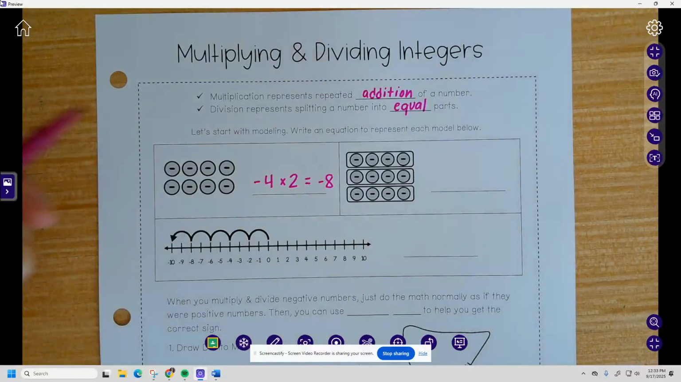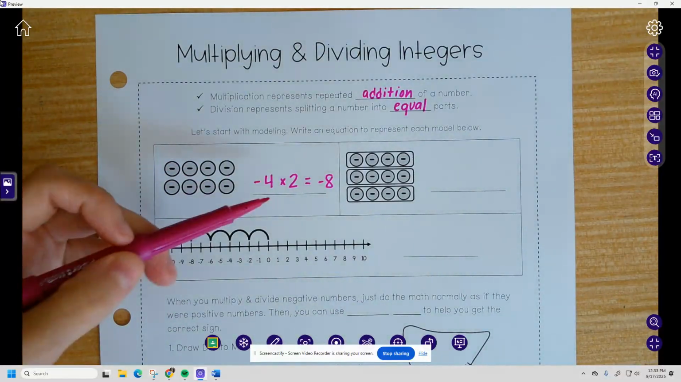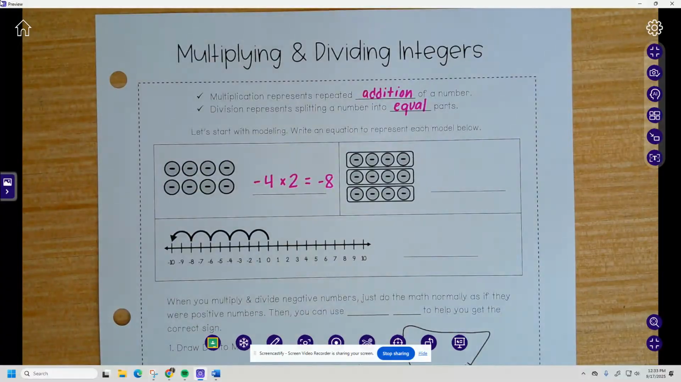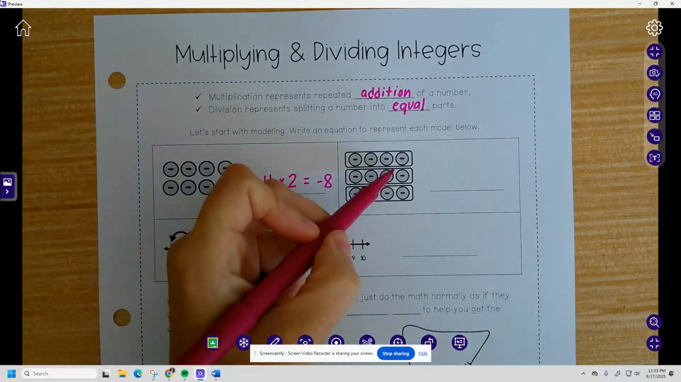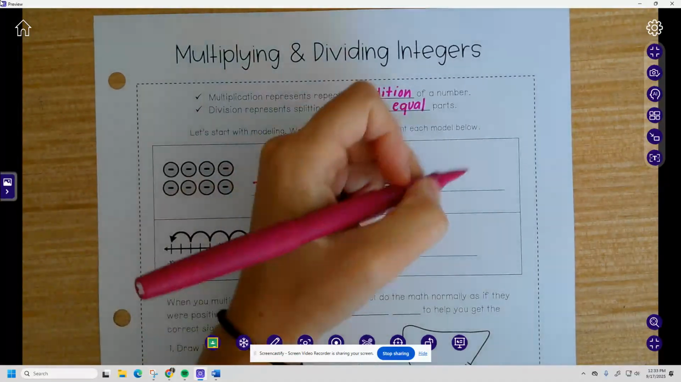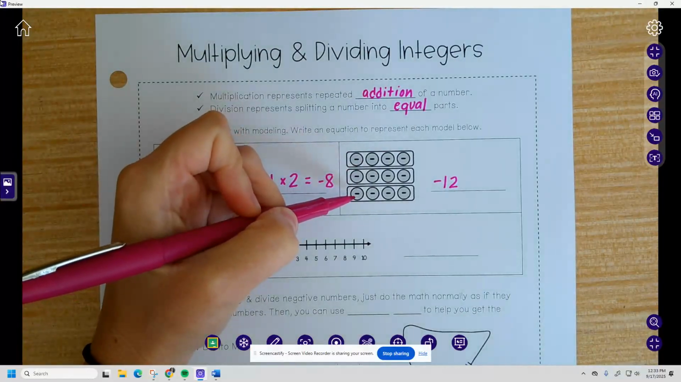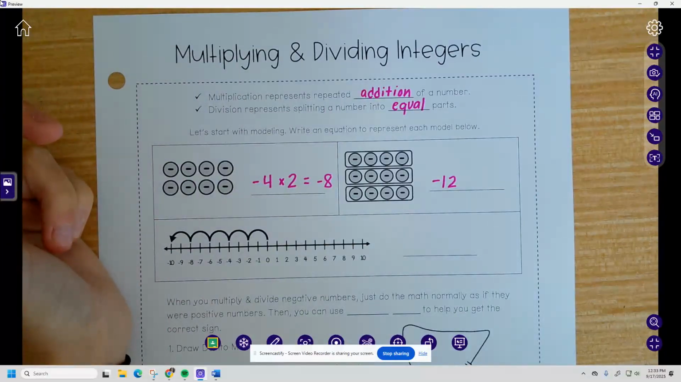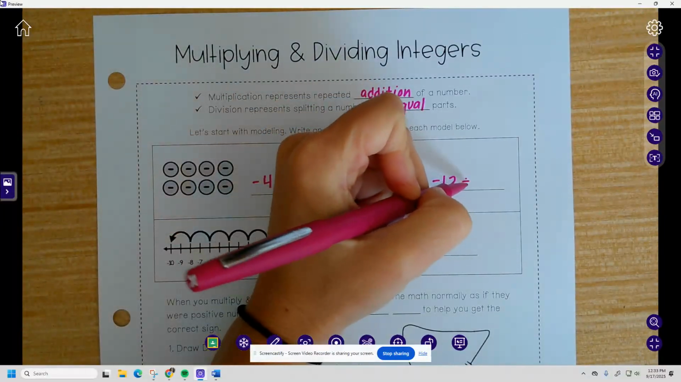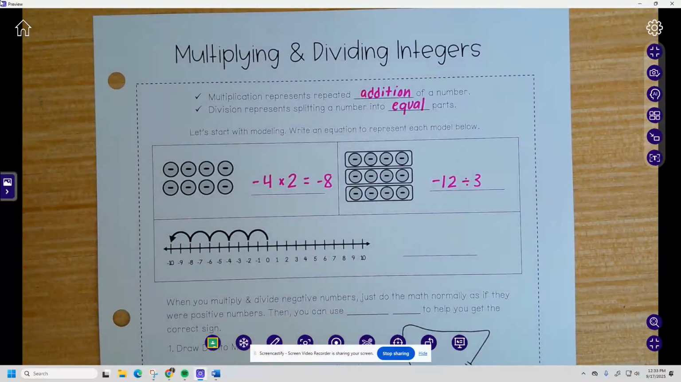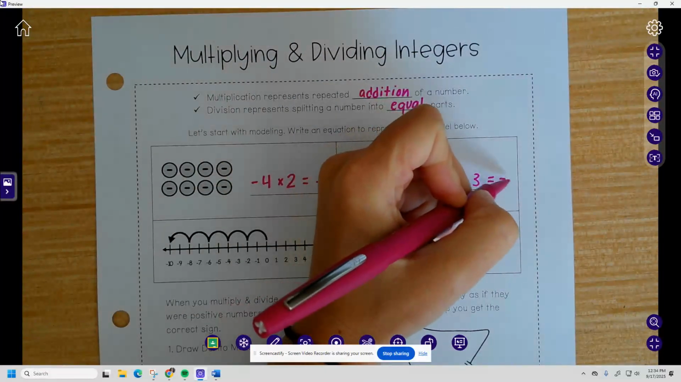You could also reverse it and say 2 times -4, because the commutative property says it doesn't matter which order you multiply numbers in. But let's just go with that one. And then this one, let's see what's happening here. We have 12 negatives. So I'm going to start with -12. And this looks like they're splitting it into groups. So how many groups did they split it into? Looks like 3 groups, so they're dividing it by 3. And how many negatives are in each group? That would be 4. So it equals -4.